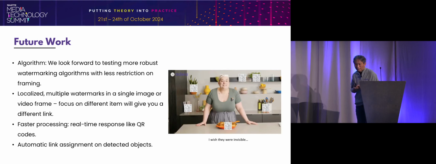Another one is automatic link assignment of detected objects. We have to manually select and choose the link for each object, which is a lot of work. Recently, Google Lens made that partially possible. But if you use something like Google Lens, it will give you a random link, or some link that Google prefers and wants you to click. So that's not really something that we want. We need to have our own way of assigning the link semi-automatically.